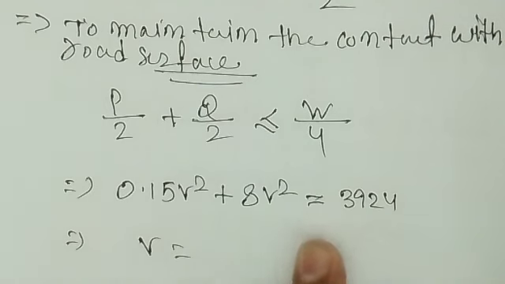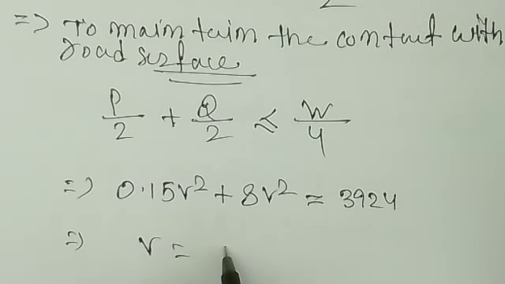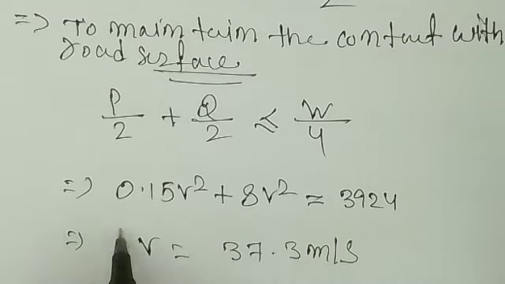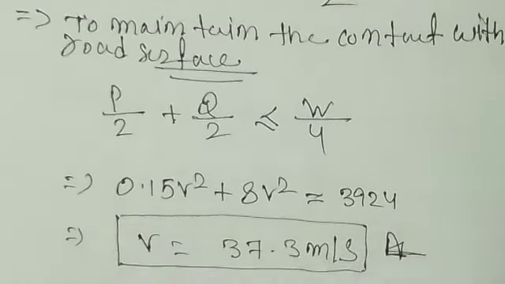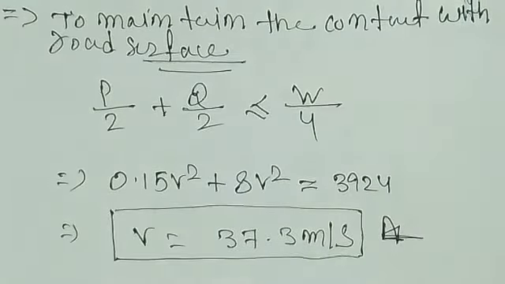So your velocity will be 37.3 meter per second. So this is your answer. This is the limiting speed. At this speed, the wheel will be in contact with the road surface.